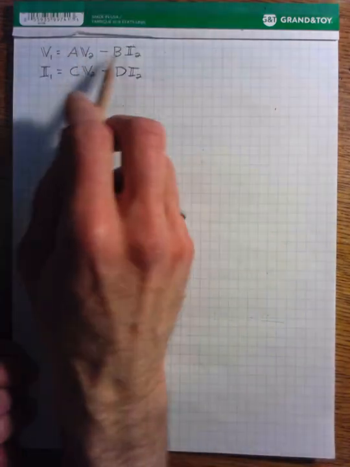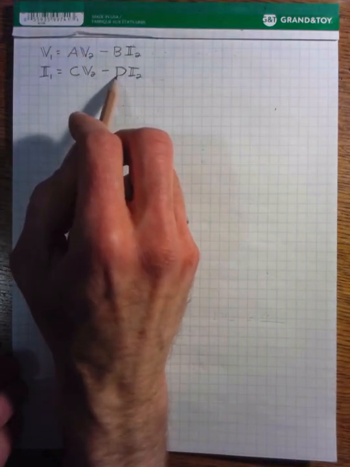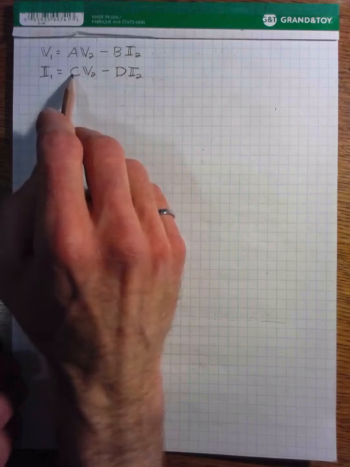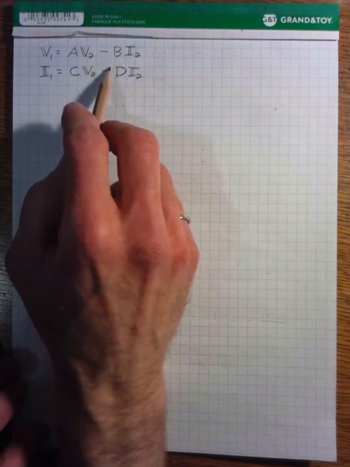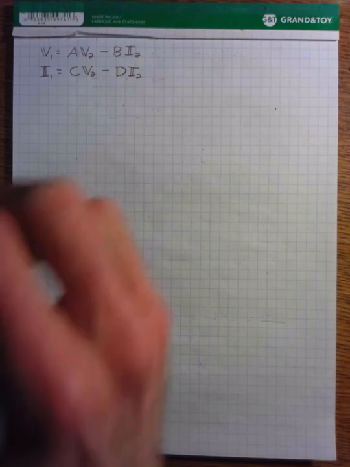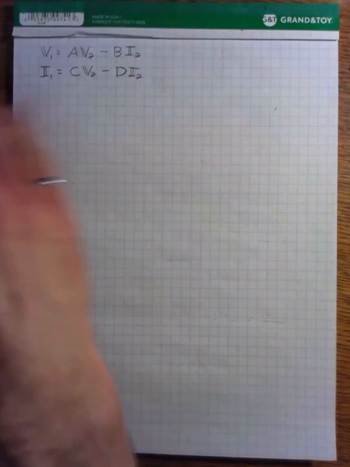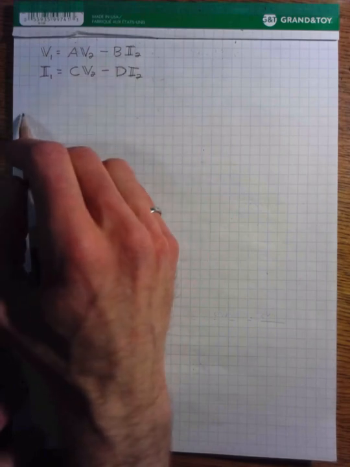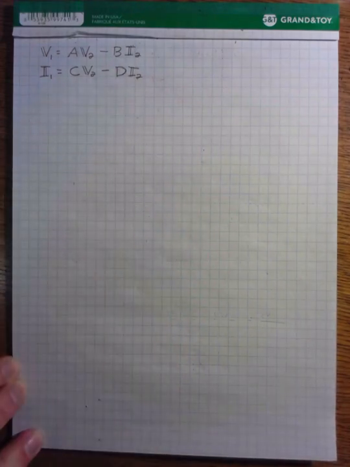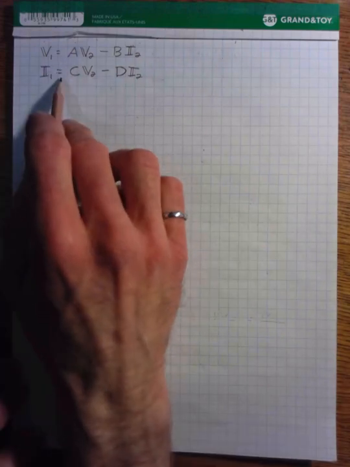In general, A, B, C, and D can be complex numbers, and they often are. However, I'm not drawing them as bold because they're technically not phasors. They don't represent sinusoids, but they can be complex numbers. And it's not going to be immediately obvious when you first see this where these equations came from, or why it's V2 and I2 on the right-hand side. This will become more obvious as we work with them.